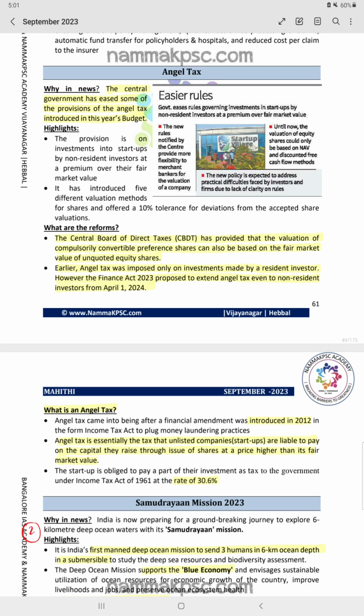So the additional amount that they have got above their fair share price, only that will be taxed, and that tax is around 30%. So this is angel tax. And what are the reforms they are proposing now? The CBDT has provided that the valuation of the compulsory convertible preferential shares can also be based on the fair market value of the unquoted equity shares. And earlier the angel tax was imposed only on the investments made by the resident investors, but in the Finance Act of 2023, it proposed to extend the angel tax even to the non-resident investors.